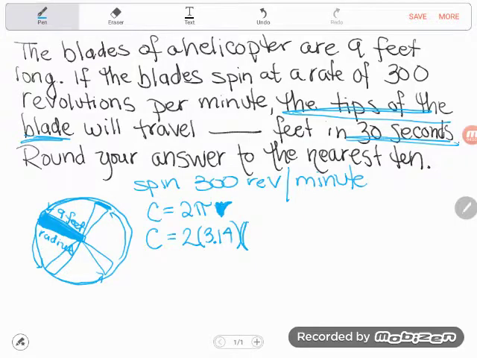And now I'm going to plug in the thing that I know. I know the radius of my circle. The radius is 9 feet. So great. So first step here, I've plugged in for this circumference.